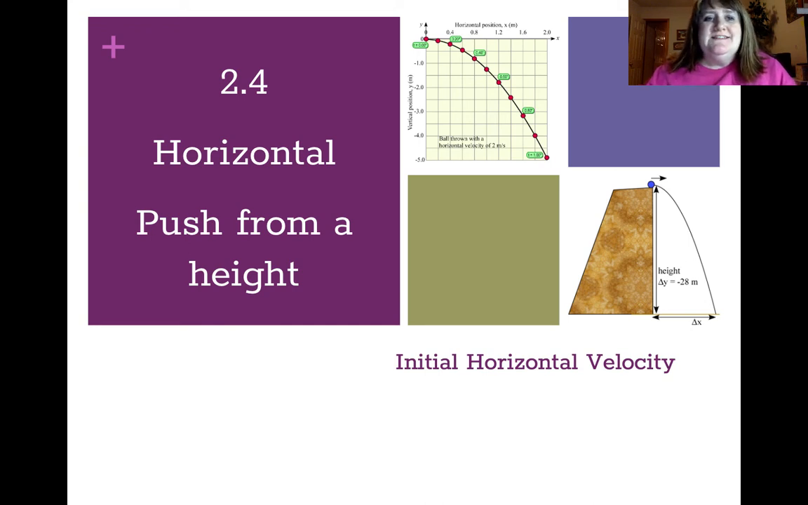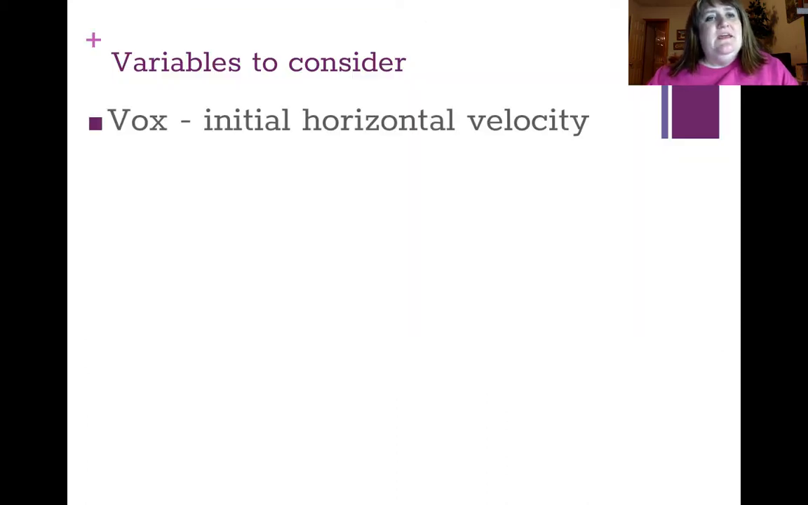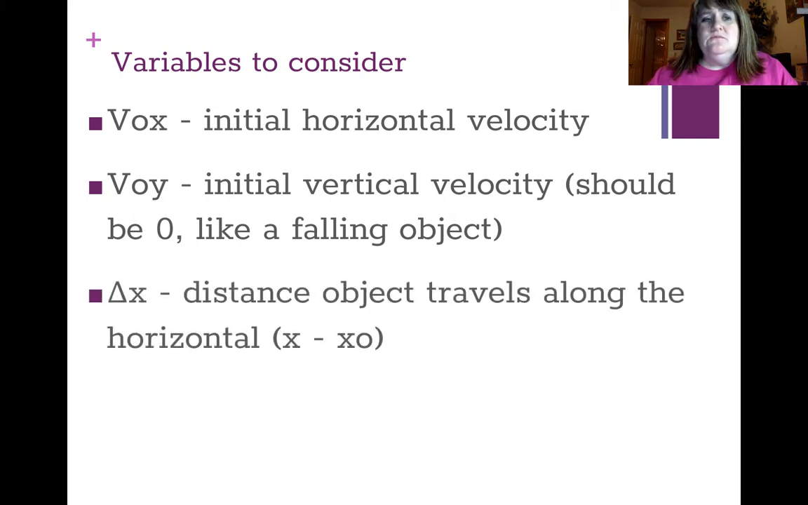2.4 Physics, Horizontal Push from a Height. So let's start with those variables to consider. First, we have v naught x, which is the initial horizontal velocity, and then v naught y, which is the initial vertical velocity. It should be 0.